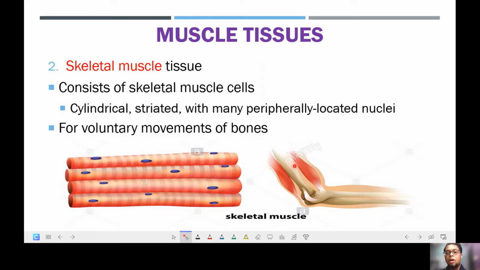This skeletal muscle tissue is very important for the voluntary movement of the bones. For example, we can control the movement of our arms. This is due to the action of the biceps and also the triceps, which are examples of skeletal muscle tissue.